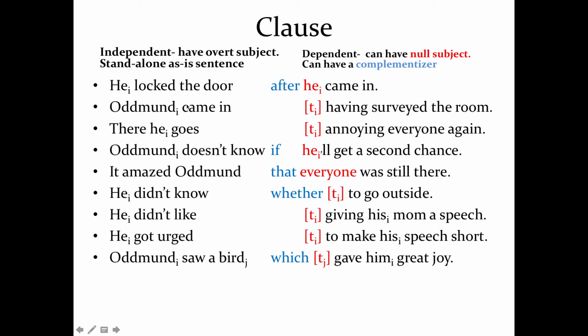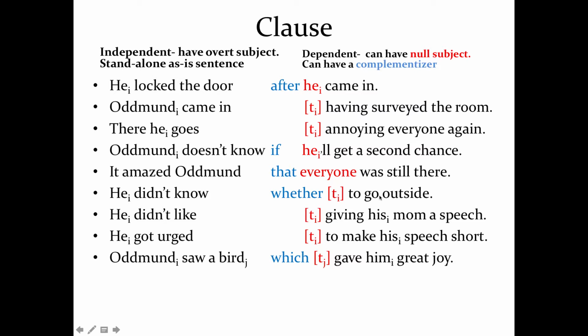So if the subject of the verb in the main clause is the same as the subject of the embedded clause, I don't actually need that subject there. There he goes, annoying everyone again. The person who's going is the same as the person who's annoying. Oddman doesn't know if he'll get a second chance. This seems like a full sentence. If he'll get a second chance, that everyone was there.